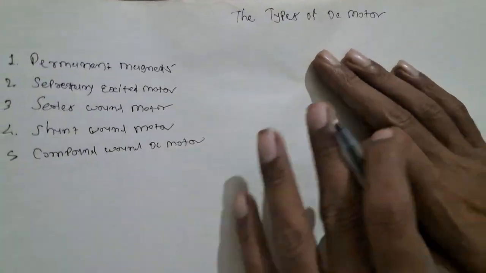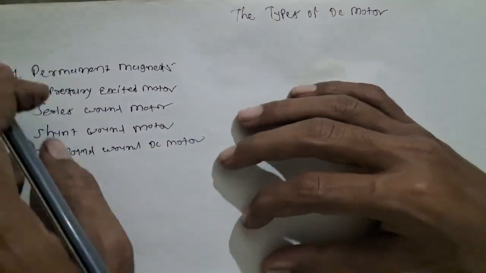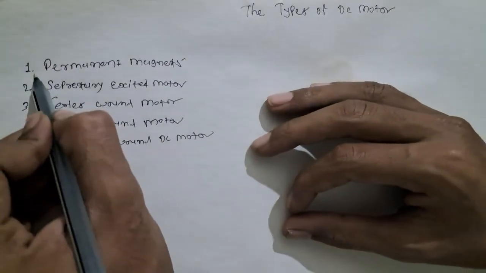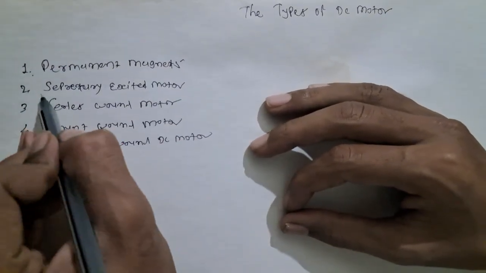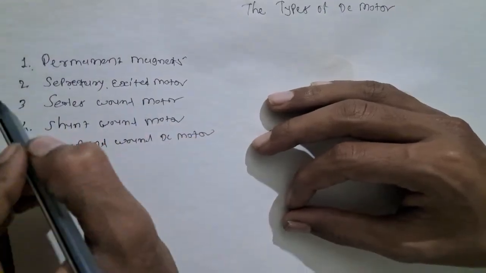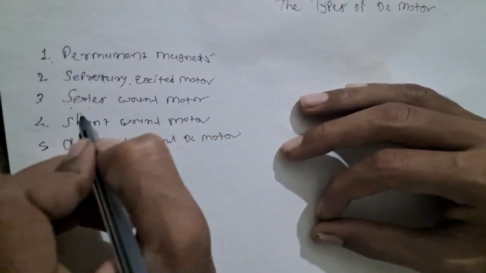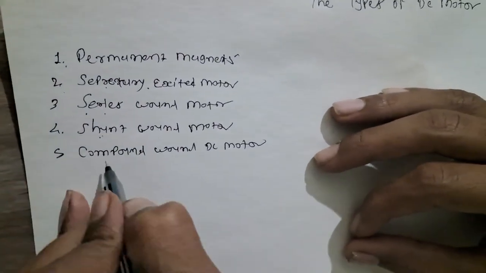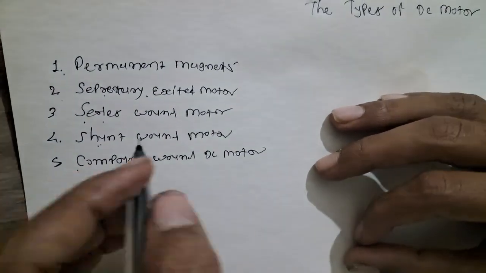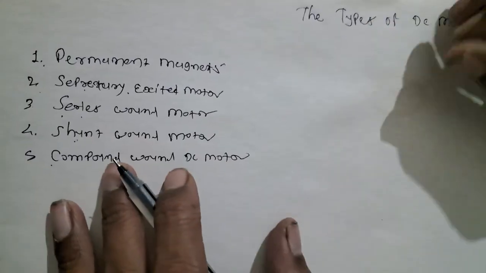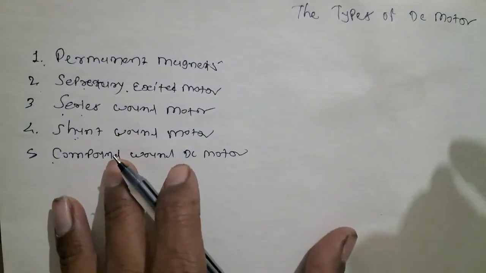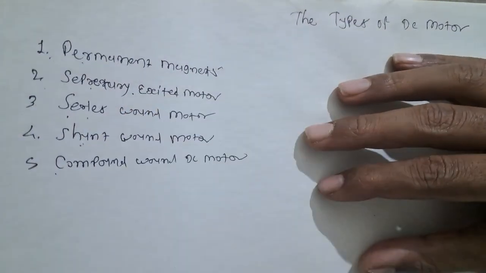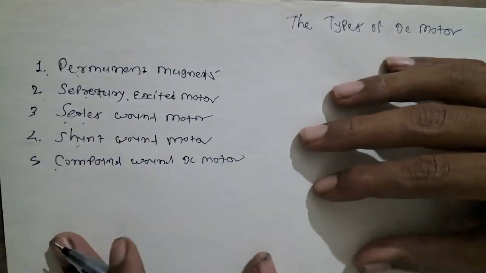Okay, the types of DC motor. These are the 5 types of DC motor. First is permanent magnet motor. Second is separately excited motor. Third is series wound motor. Fourth is shunt wound motor. And fifth is compound wound DC motor. Okay, and today I am discussing this permanent magnet motor in this video.